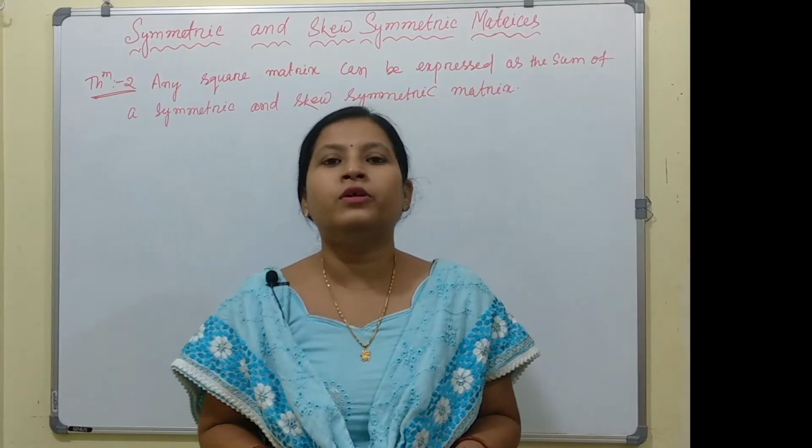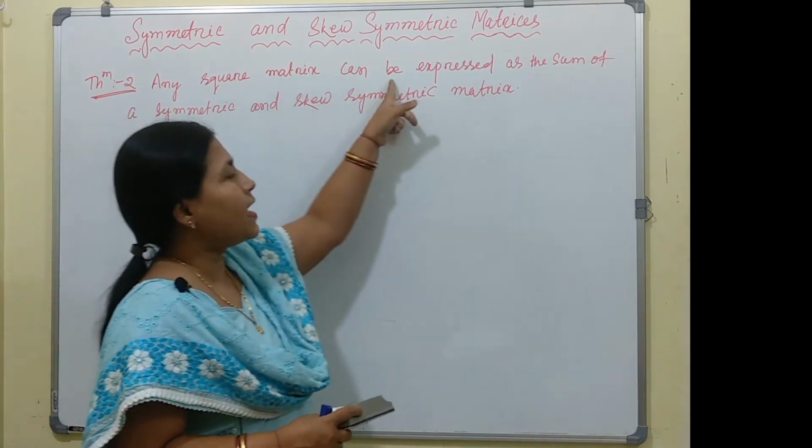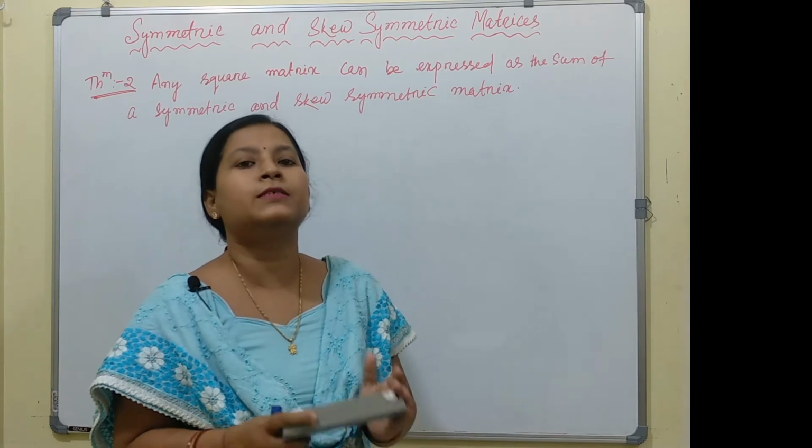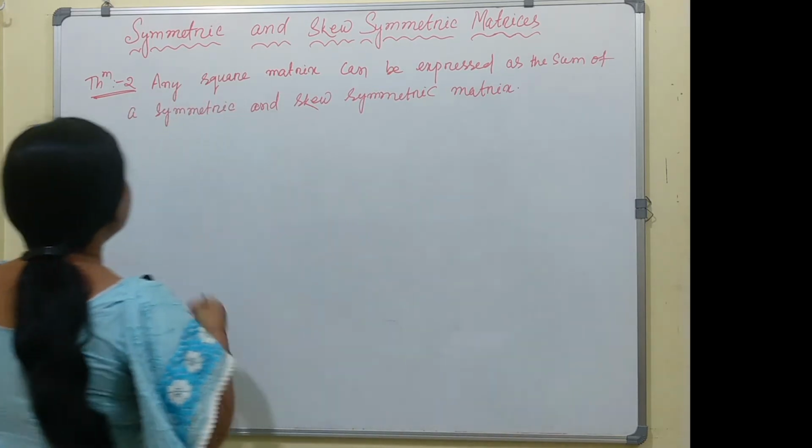Let us prove theorem 2. Theorem 2 is: any square matrix can be expressed as the sum of a symmetric matrix and a skew-symmetric matrix. Let us prove this.